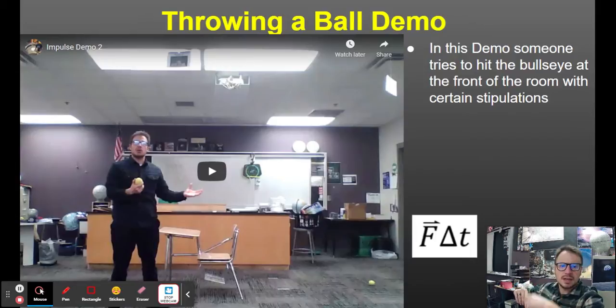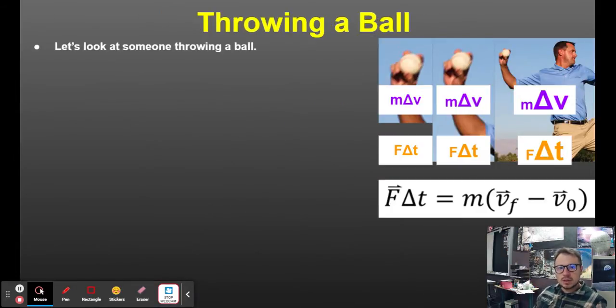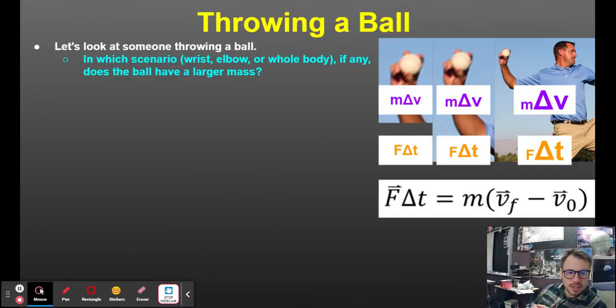But as you use your whole body, it'll be easy to get that object moving, right? So let's take a look at why that is. Assuming it's the same ball and the same person throwing it, in which of these scenarios, using your wrist, your elbow, or the whole body, if either, does that ball have a larger mass? Well, it's going to be the same ball.